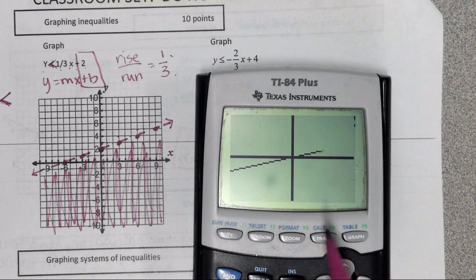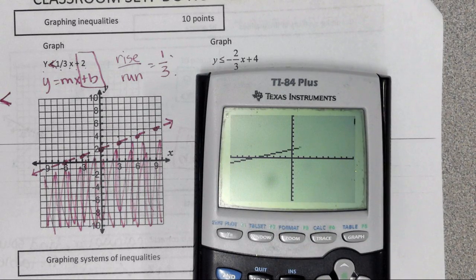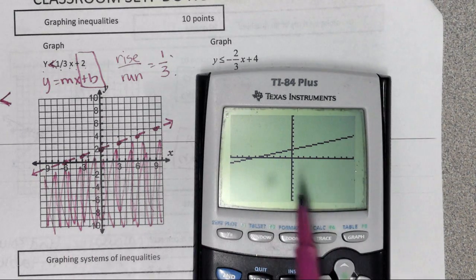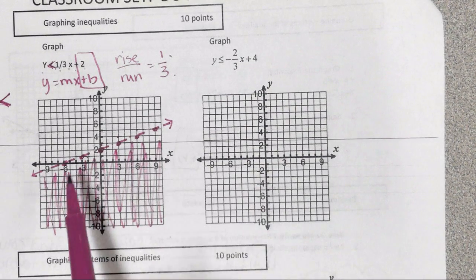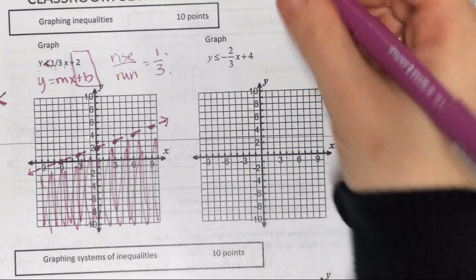So it's going to look a little bit crazy, remember, because in our last problem that we did, we zoomed out. So I'm going to hit zoom 6, and it's going to fix it, make it look normal for us. So we just want to make sure that the line that we graphed and the line here look the same. It does. So we know that we at least have the line right. And so what's going to be tricky for you guys is to remember that this is a dotted line with a shading below.